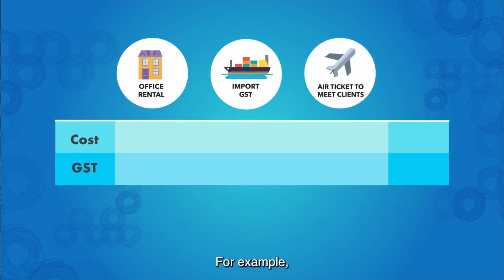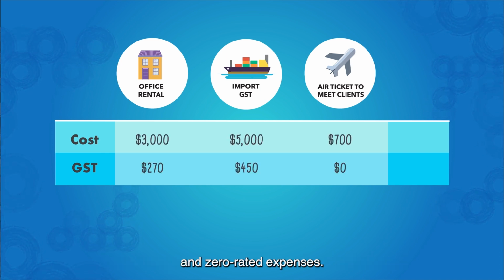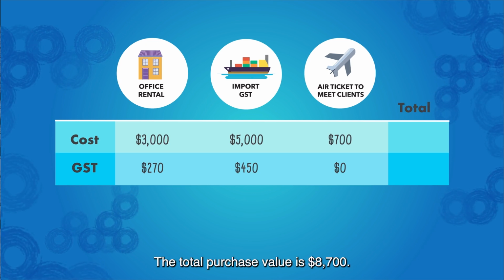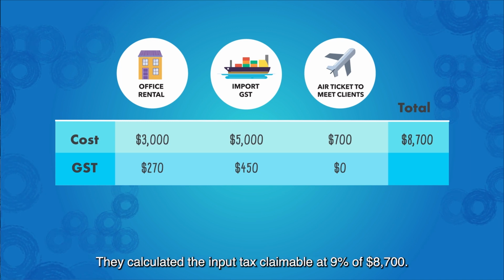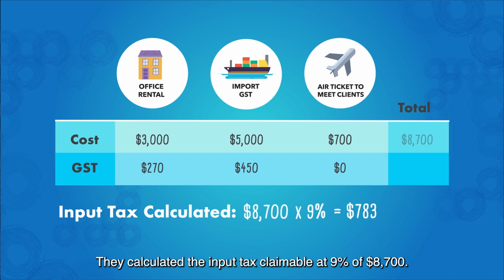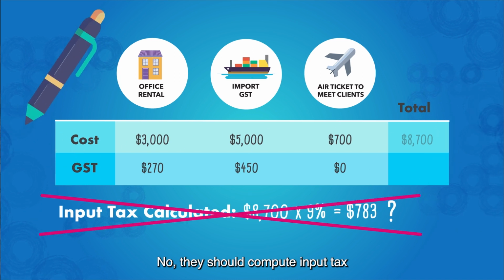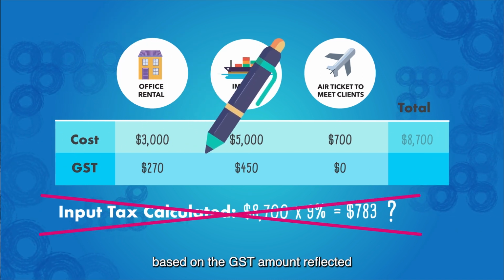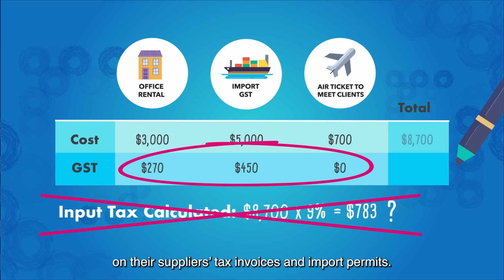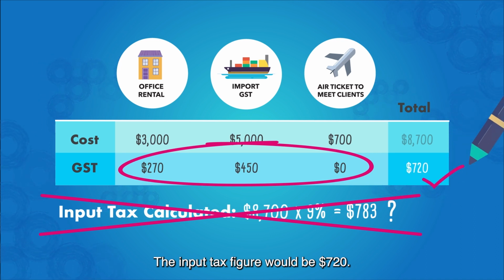For example, this company has incurred the following standard-rated and zero-rated expenses. The total purchase value is $8,700. They calculated the input tax claimable at 9% of $8,700. Is this correct? No, they should compute input tax based on the GST amount reflected on the supplier's tax invoices and import permits. The input tax figure would be $720.